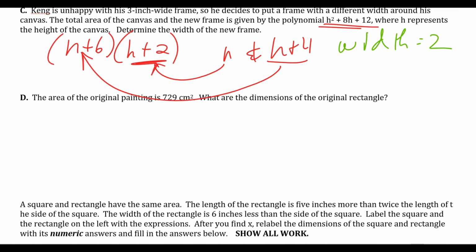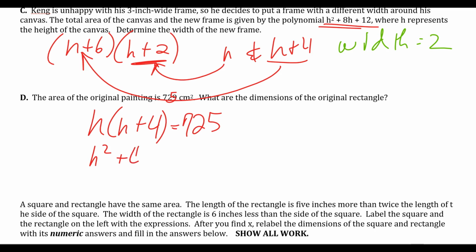This number is wrong. So hopefully y'all that are watching this video, it's supposed to be 725, the original area. So the area of the original painting is 725. What are the dimensions of the original rectangle? If the area of the entire thing is 725, the dimensions of the regular rectangle were h times h plus 4, giving me 725. And then we said that's h squared plus 4h is equal to 725.